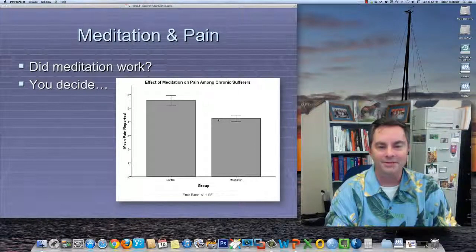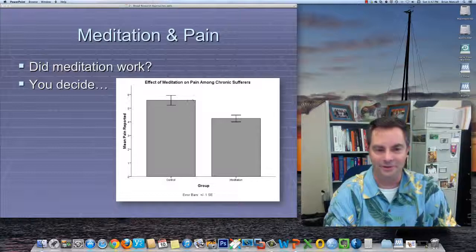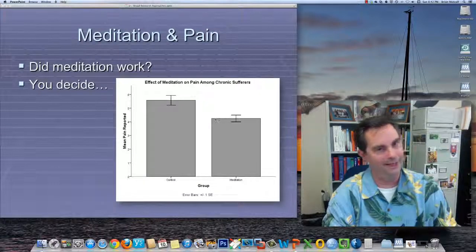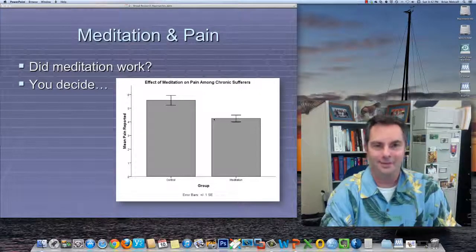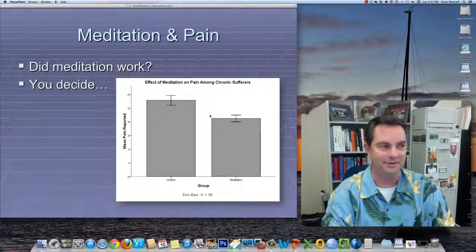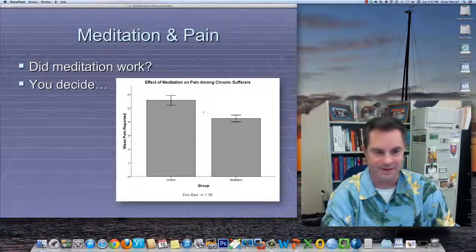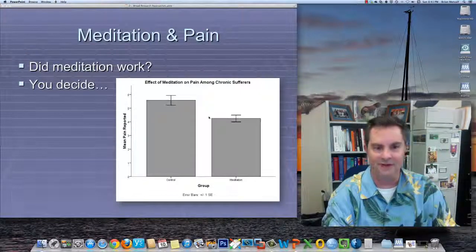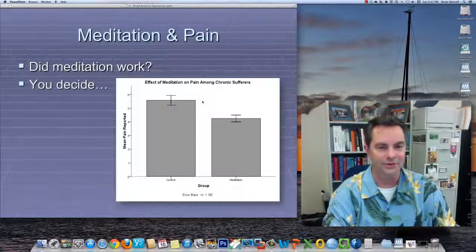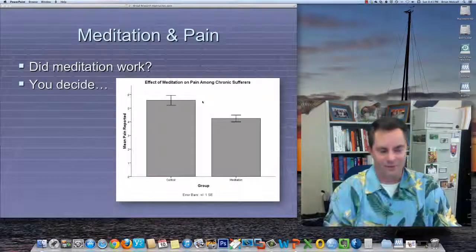If you are a pain sufferer, this might be a nice juicy result here. You know, if you're at this level of kind of screaming, laying in bed pain, if you could get down to this moaning but able to get out of bed level of pain, that might be well worth your time meditating, right? On the other hand, if this was a drug that was very expensive to take and had all kinds of horrible, nasty side effects, well, maybe this level of pain wouldn't be very interesting to you. So again, this isn't a great question to ask.